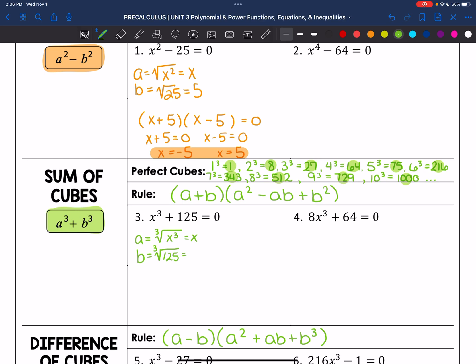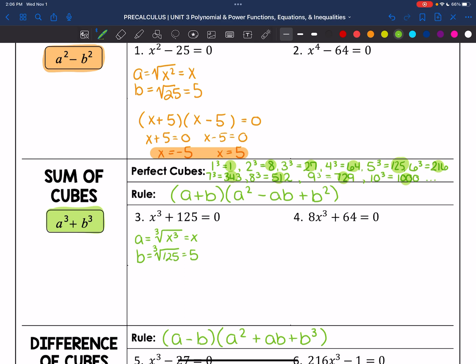Oh, you know what? I made a little mistake up here. Sorry, it's not 75. The 5 cubed is 125. My bad. Make that adjustment. And then we've got it right there.